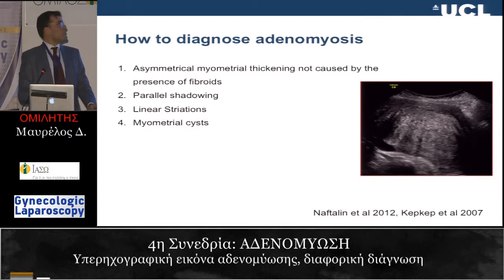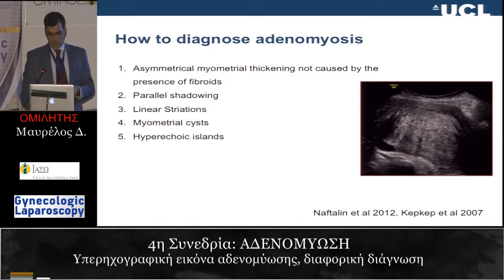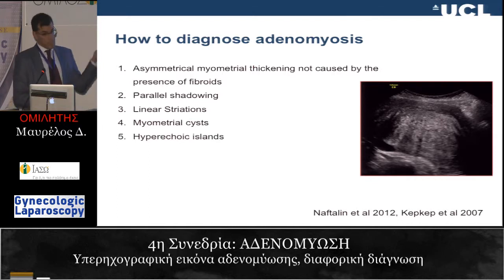You get myometrial cysts, and these are essentially a collection of endometrium that is in the myometrium. Then the next cycle comes along, this endometrium bleeds, the blood stays in the myometrium, and gives you the impression of a cyst. This varies according to time in the cycle, and I've seen myometrial cysts appear and disappear depending on where the woman is in her cycle. You get hyperechoic islands, which is the same thing. It's endometrium that's migrated into the myometrium.